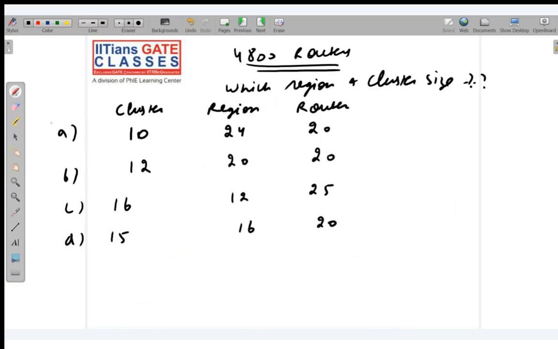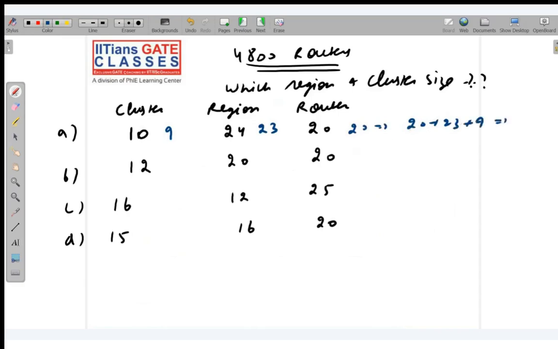So let me check one by one. We will check that out. Okay. So number of entries for the cluster will be 9, 23 for region, and 20 for the router. So how many entries? 20 plus 23 plus 9.